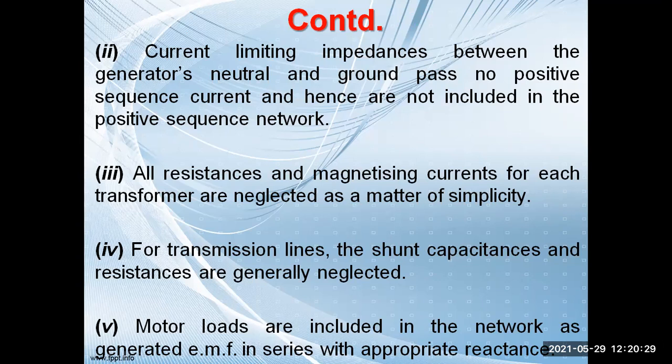For transmission lines, the shunt capacitance and resistances are generally neglected. I think in your fourth semester we discussed that in the case of a transmission line, if you can remember the circuit, there was a resistance in series with the reactance, and in parallel there was a shunt capacitor. So when we deal with the transmission line, only for the series branch will this positive sequence network exist. For the shunt branch, that is the shunt capacitance, and for the resistance also, there is no existence of the positive sequence network. Motor loads are included in the network as generated EMF in series with the appropriate reactance.